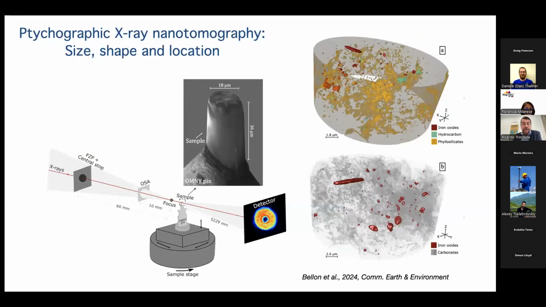So one of the things that we started to do, and we are working closely with them to develop, is ptychography, or ptychographic X-ray nanotomography. This is part of the thesis of Wallison Bellon, working on those carbonates I was talking about. Using the technique of ptychographic X-ray nanotomography, he was able to map some hundreds of particles inside a small volume of about 18 micrometers to 36 micrometers high, this pillar.